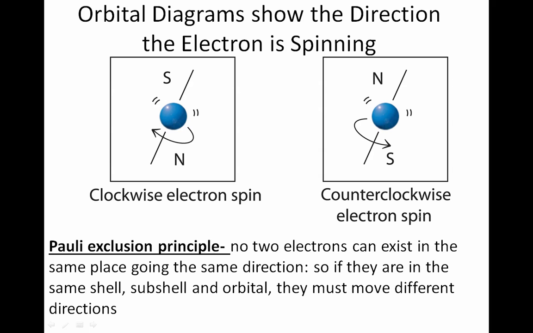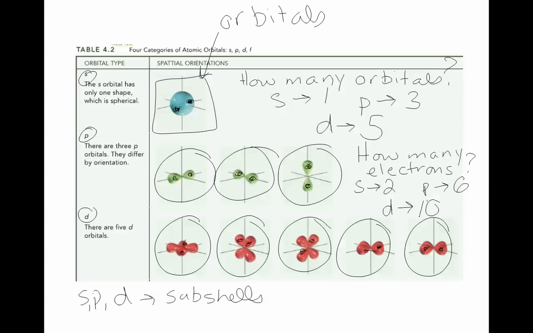Alright, one last rule that we have to know before we can figure out the orbital diagrams for every element, and that is Pauli's exclusion principle, which is basically no 2 electrons can exist in the same place going in the same direction. Meaning, you know how we drew 2 electrons in every one of these orbitals? Those 2 electrons might be in the same place, but they can't go the same direction or else bad things would happen.